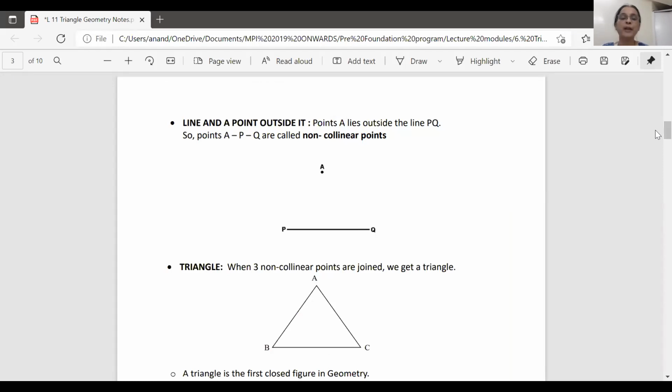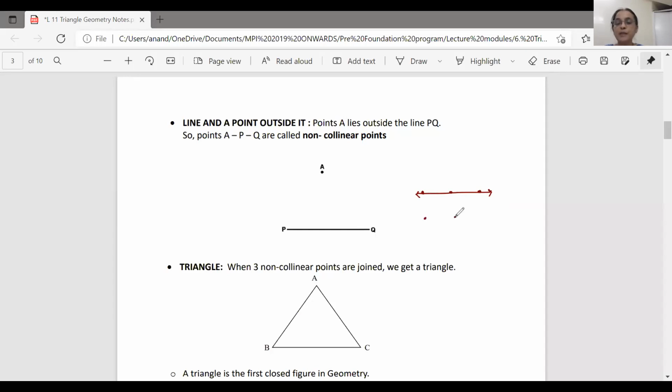Now, if I want to draw a triangle, what will I need? I will need 3 points. But suppose I draw 3 points like this. Will I be able to draw a triangle from this? If I join these 3 points, I will not get a triangle. I will just get a line. So I will need 3 points such that they do not join to make a line.